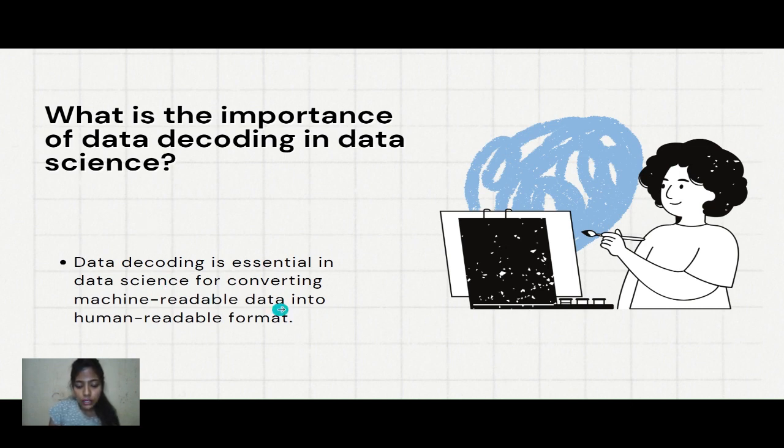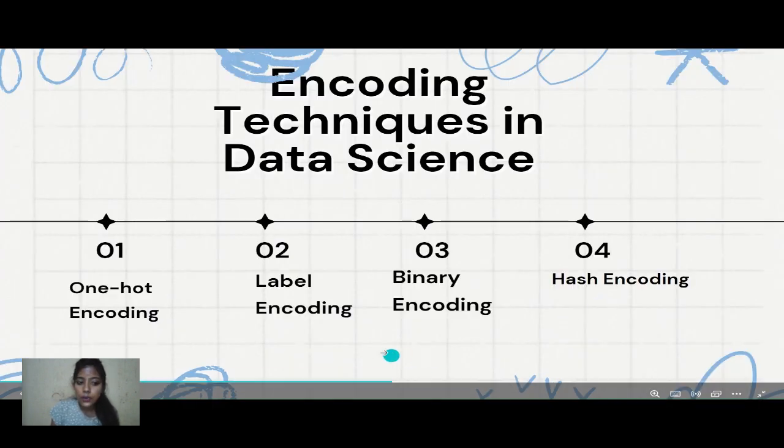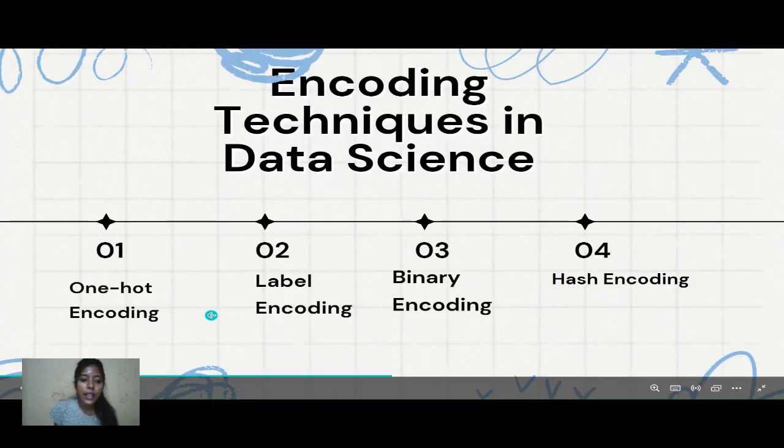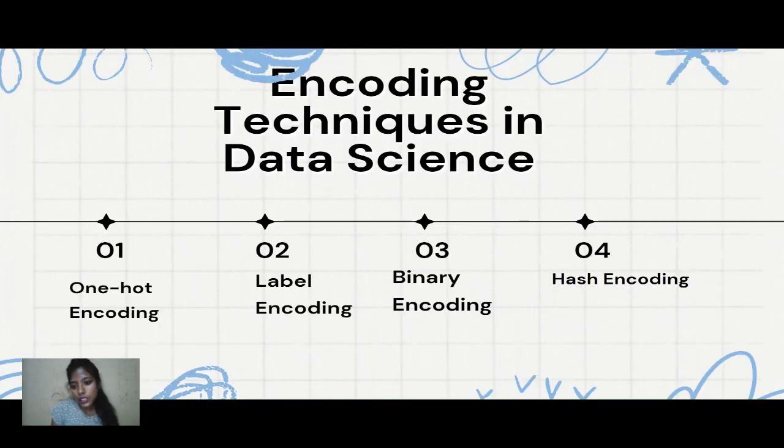Before I end this presentation, I would like to give a recall of these. Feature encoding is nothing but converting data from one format to another. Usually, it's from the human readable format into the machine readable format. And we all know why we use data encoding, right? For transforming data into a suitable format, reducing its size and complexity, and protecting the data by encrypting or masking it to prevent unauthorized access. And the four major techniques we saw today are one hot encoding, label encoding, binary encoding, and hash encoding.